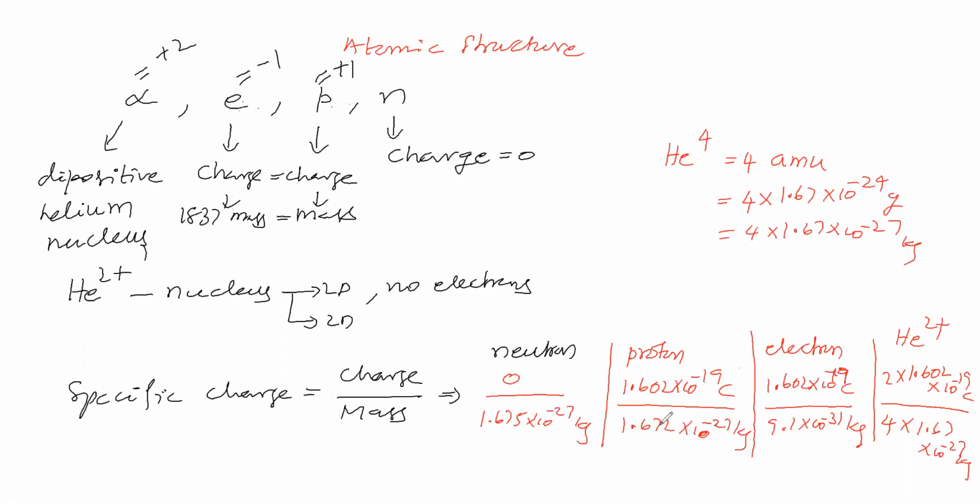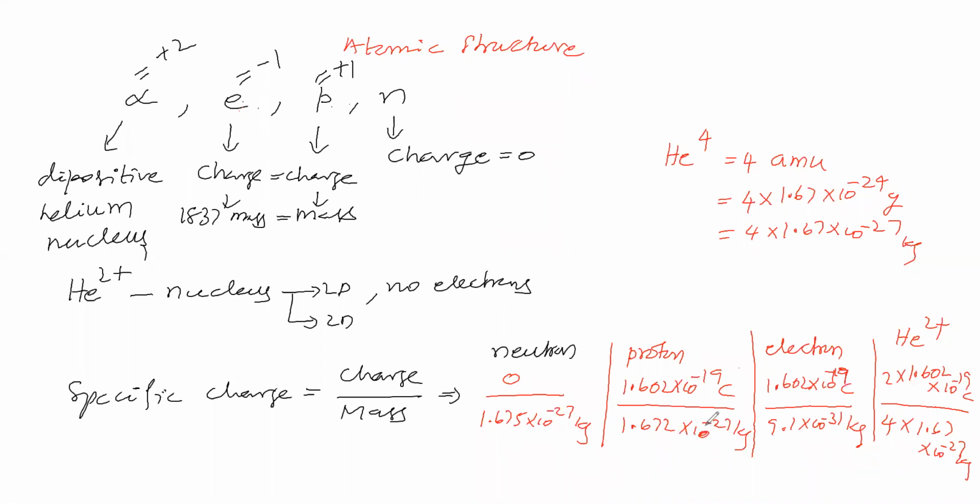For the remaining particles, proton specific charge, electron specific charge, alpha particle specific charge. Among these four, which has the least specific charge? Okay. Next, proton, electron, alpha particle we will take. Here, the numerator contains 1.602 into 10 power minus 19. Here also 1.602 into 10 power minus 19. Here also 1.602 into 10 power minus 19, into 2 for alpha.